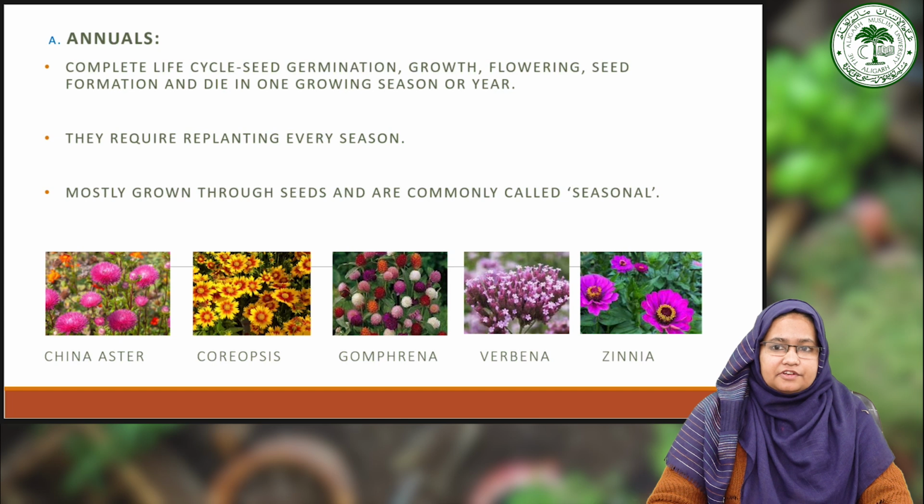in which the first one, the annual, completes its life cycle, that is seed germination, growth, flowering, seed formation and death, in one growing season of the year. They require replanting every season. These plants are mostly grown through seeds and are commonly called seasonal, like China aster, coreopsis, gomphrena, verbena and zinnia. They add colors to any garden.